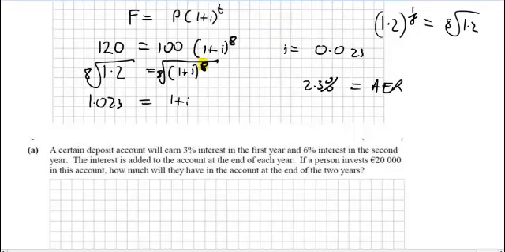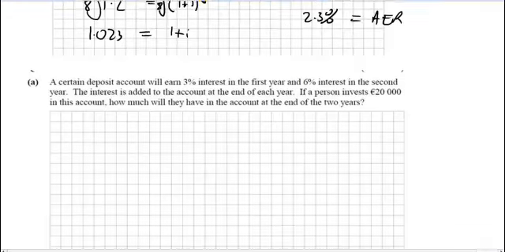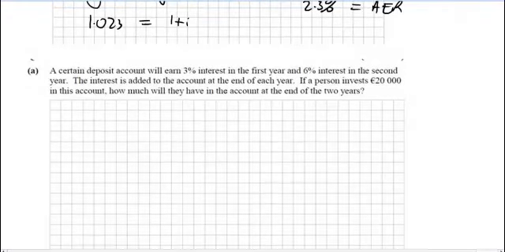A certain deposit will earn 3% in the first year, 6% in the second year, and the interest is added to the account at the end of each year. If a person invests 20,000 into this account, how much will they have at the end of the 2 years? What we notice about this one is that the interest changes. So we have to be very, very careful here, because if the interest values are changing, we're going to have to do this in 2 steps.